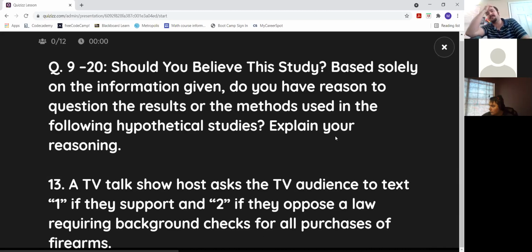A TV talk show host asked the TV audience to text 1 if they support and 2 if they oppose a law requiring background checks for all purchases of firearms.